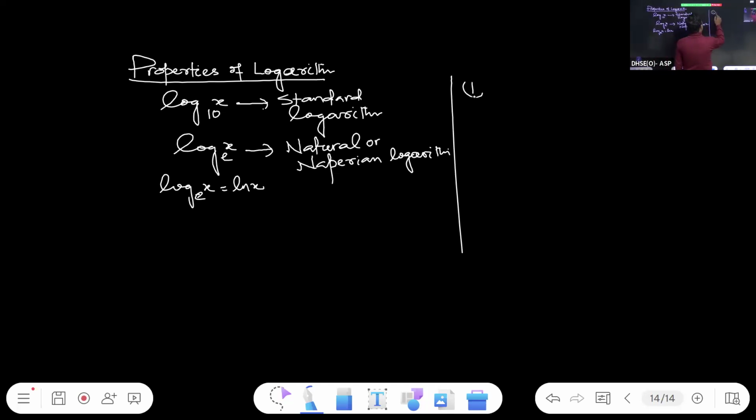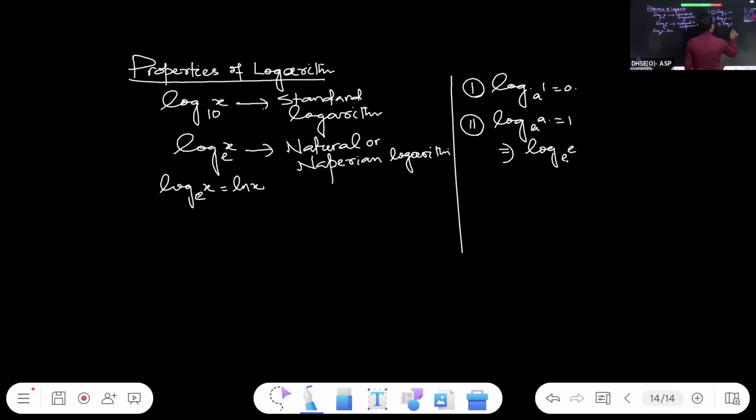First property: log 1 to the base a is equal to 0. Log a to the base a is equal to 1. This implies log e to the base e is equal to 1, that is, ln e is equal to 1.